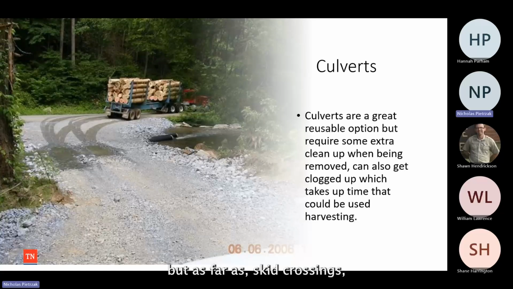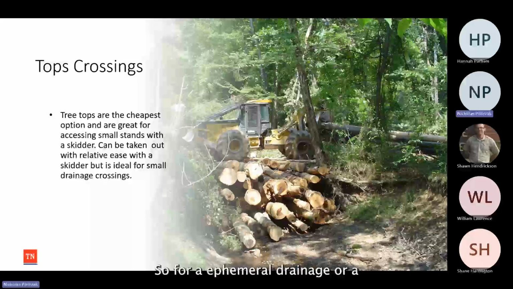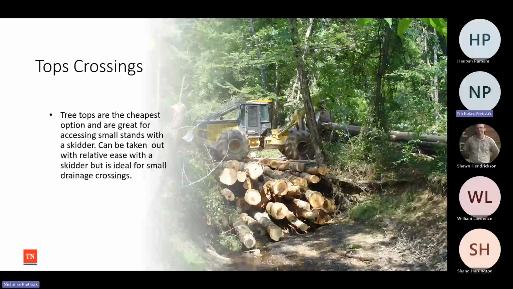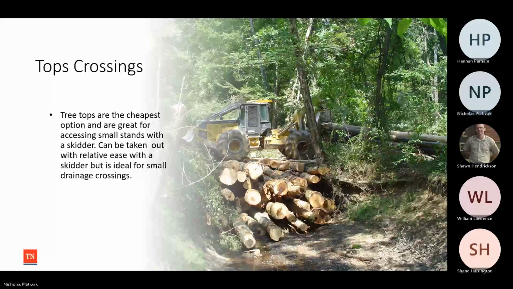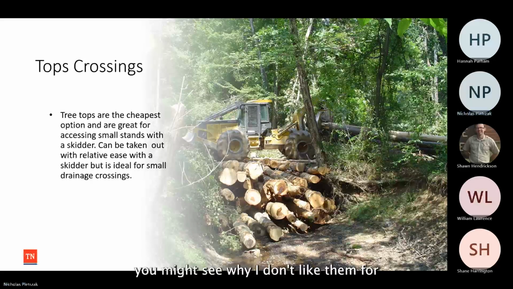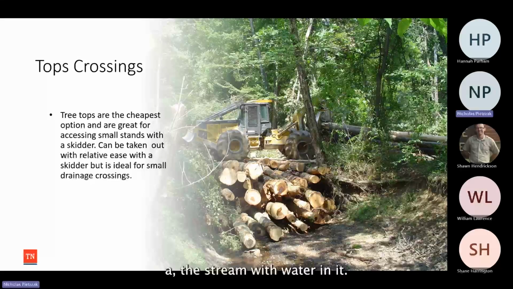But as far as skid crossings, these are the two acceptable ones for skidding logs across a perennial stream, that is. So for an ephemeral drainage or an intermittent stream that's dry, tops crossings are acceptable. You might see why I don't like them for a stream with water in it.